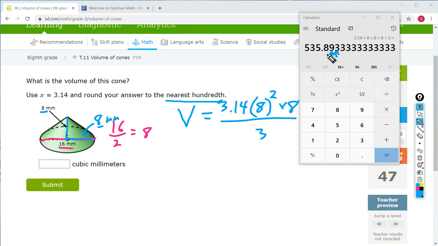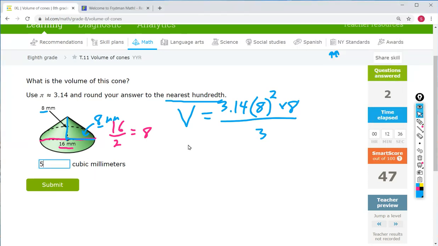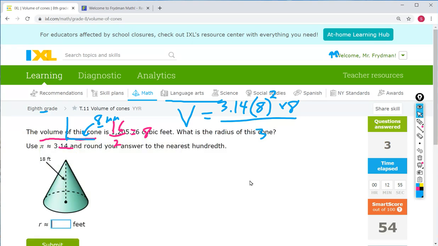So our answer is going to be 535.89. Let's see if I can put that in correctly. 535.89 cubic millimeters, because we have millimeters times another millimeters times another millimeters. So that's going to give us cubic millimeters, which is to say millimeters to the third power. Submit, and there we go.